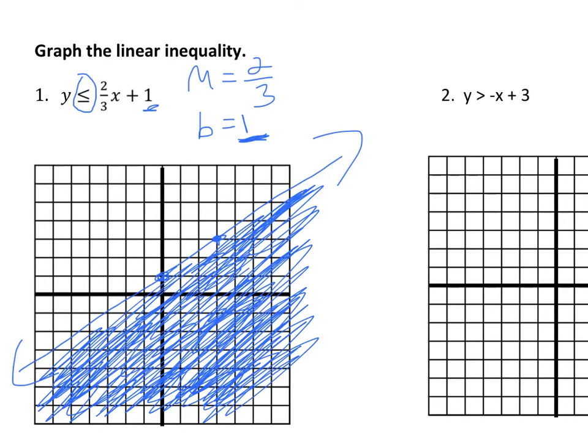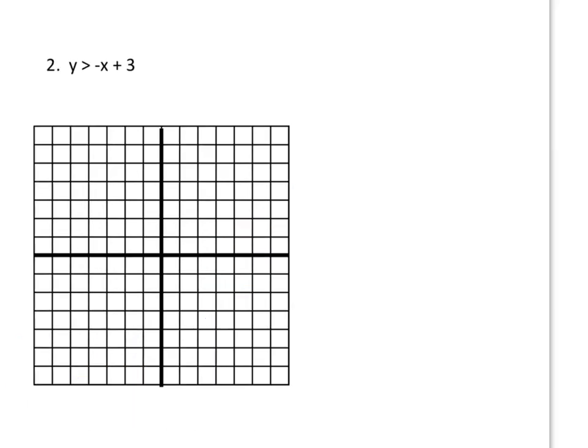Okay? You know what, let's just do one more. Let's do number 2. Okay, let's move over to number 2. Alright, so if we look at number 2, same thing again. It's in slope-intercept form, and let's look at the inequality symbol. This inequality symbol is greater than. So what this means is after I graph my line, I'm going to shade above the line that I get.